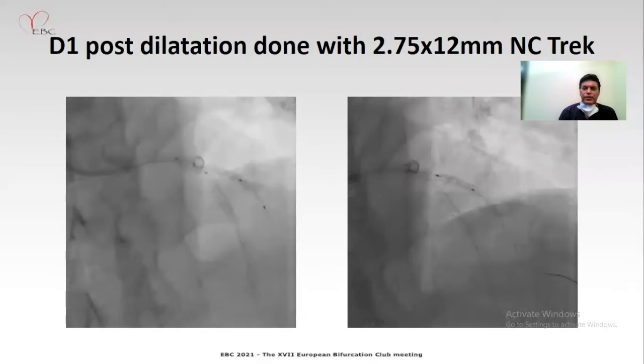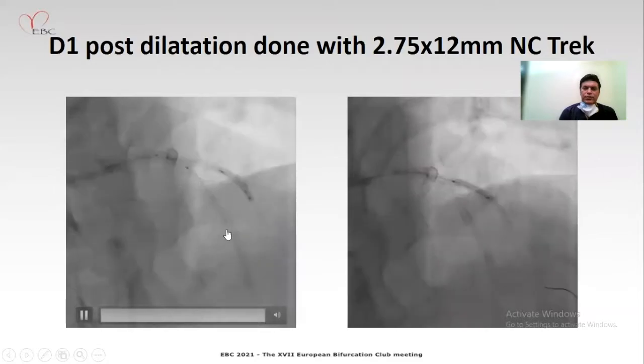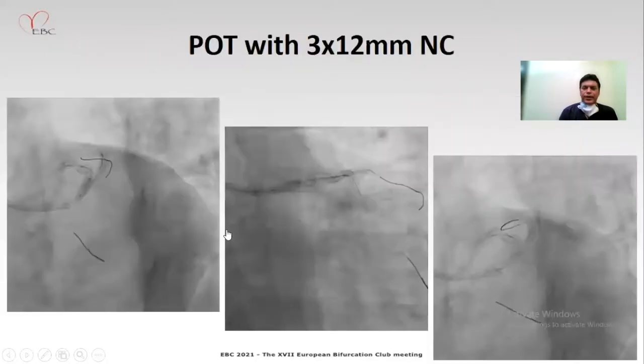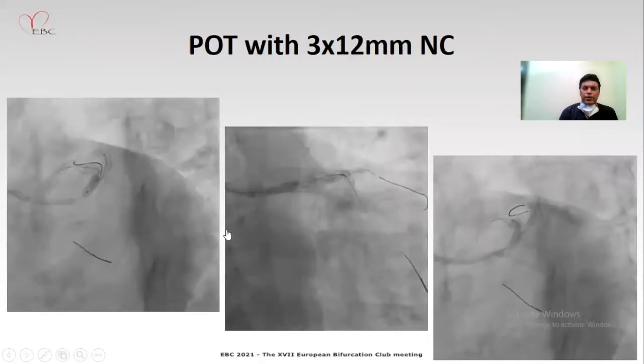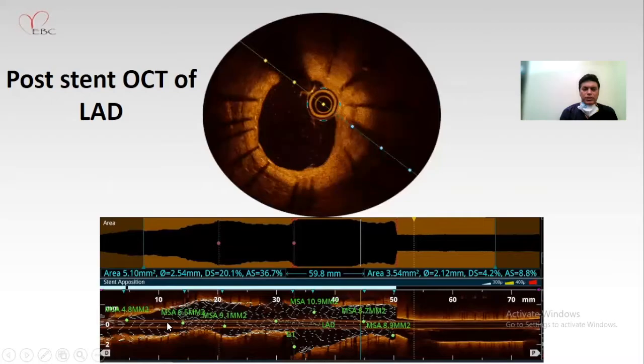So again, POT of the diagonal was done and POT of the LAD stent was done. And you see it is nicely expanded. This POT was performed with the 3 and 3.5 balloons. And you can see the OCT image very nicely.